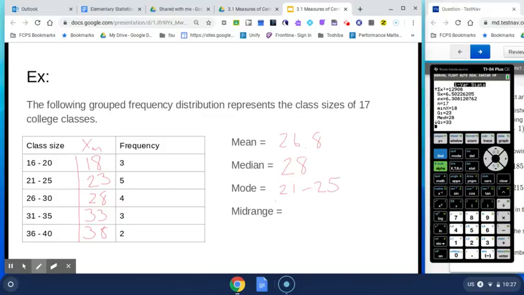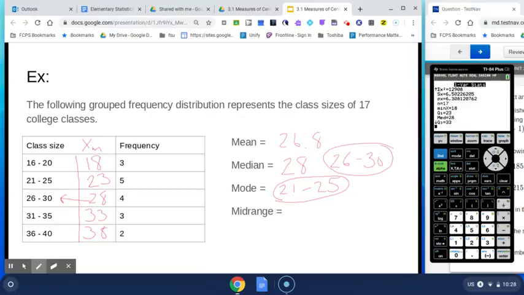This is called a modal class. Okay, because I don't really know what those 5 numbers are, but I know they're within that class, 21 to 25. So instead of seeing mode, you may see modal class. Same thing with median. Sometimes they'll ask for median class. So if I look, the 28 is in the class from 26 to 30. So if you're asked for a median class, you want to give the range of numbers rather than just one number.